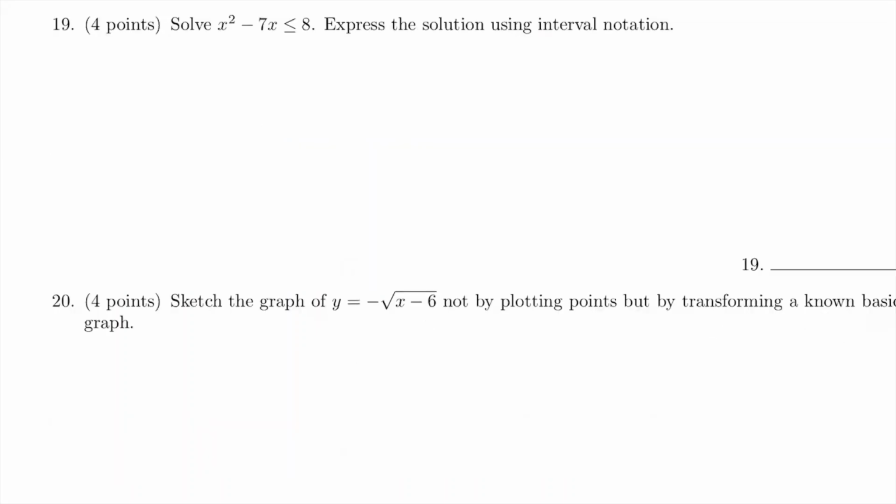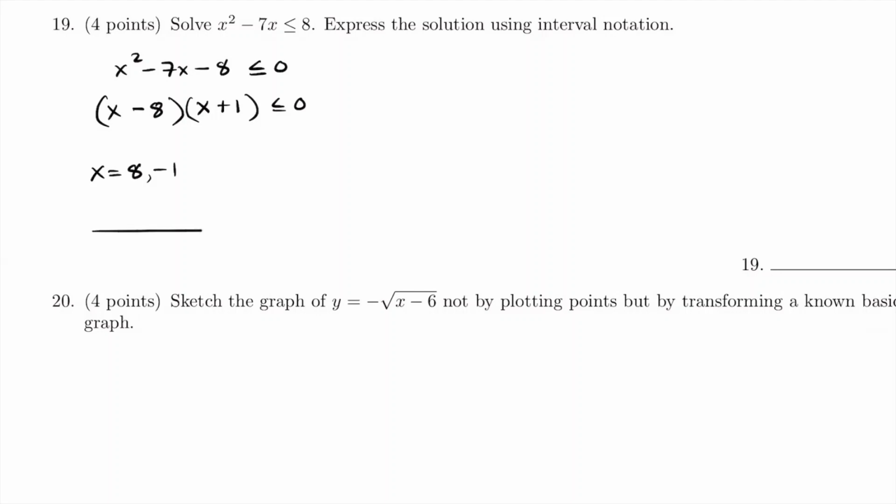For 19, we're going to be solving this nonlinear inequality. Let's make sure one side is equal to 0. We'll subtract 8 from both sides. You'll have x squared minus 7x minus 8 less than or equal to 0. Then we factor. This would give us x times x. We need two numbers that multiply to give negative 8 and add up to negative 7. That would be negative 8 and plus 1. So the zeros are 8 and negative 1.